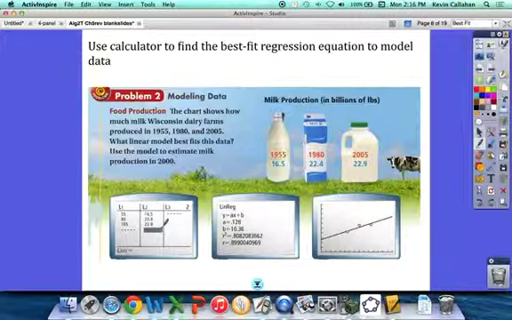Stat calc 4 for linear. And you would see these coefficients here, right? 0.128x plus 10.36. You won't see what they've got here. Don't worry about that.